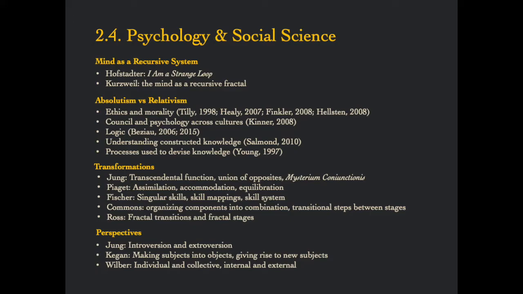Psychology and social science. So 4 topics: mind as a recursive system, absolutism versus relativism, transformations, and perspectives. So, mind is a recursive system. Hofstadter wrote a book called I Am a Strange Loop, and in this book he talks about how he believes that the human mind is a self-referential entity. Kurzweil also had a similar idea in his book How to Create a Mind, where he talks about the mind as a recursive fractal.